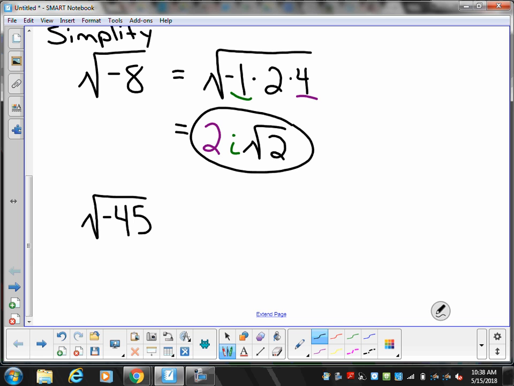So we're going to simplify the square root of negative 45. Simplify the square root of negative 45. I know I'm going to take that negative 1. But what are we going to break 45 down into? Yeah, combination there. 9 times 5. Because 9 is a perfect square.